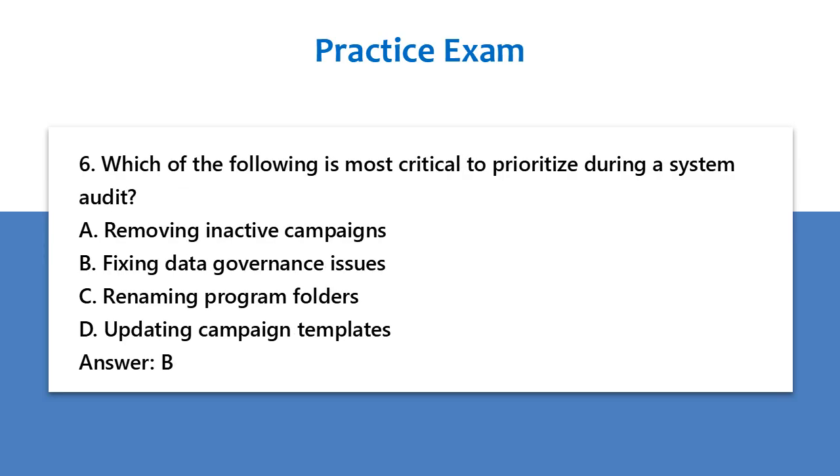6. Which of the following is most critical to prioritize during a system audit? A. Removing inactive campaigns. B. Fixing data governance issues. C. Renaming program folders. D. Updating campaign templates. Answer: B.